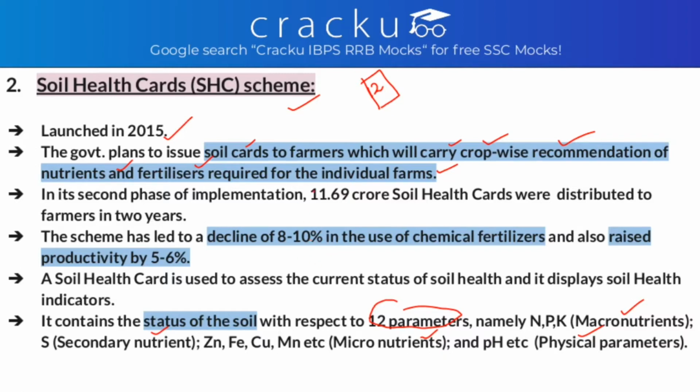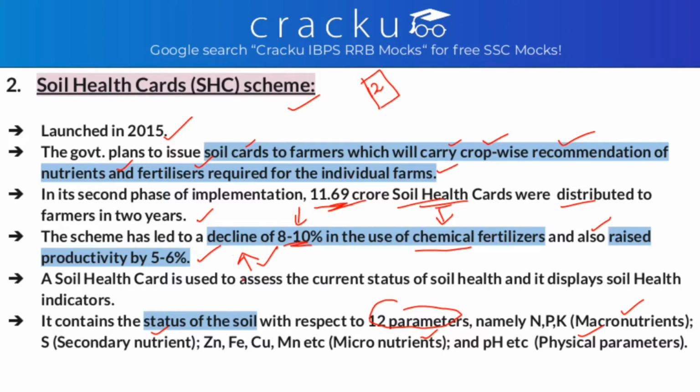With this scheme, in the second phase of the scheme, that is the implementation of the scheme, 11.69 crore soil health cards were distributed to farmers in 2 years. So what is the number of health cards that were distributed to farmers in 2 years? It is 11.69 crore. With the help of this soil health card, it led to a decline of 8 to 10% in the use of chemical fertilizers, and it raised production by 5 to 6%. So the use of chemical fertilizer decreased and productivity increased.